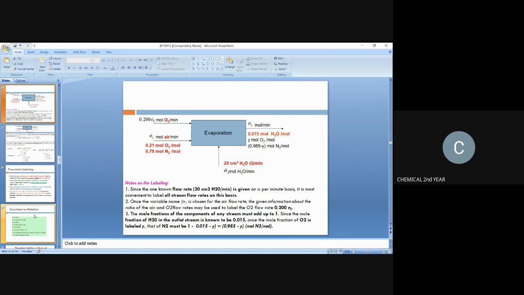The mole fractions of the components of any stream must add up to 1. Since the mole fraction of water in the outlet stream is known to be 0.015, the mole fraction of nitrogen must be 1 minus 0.015 minus y, which is equal to 0.985 minus y mole of nitrogen per mole.